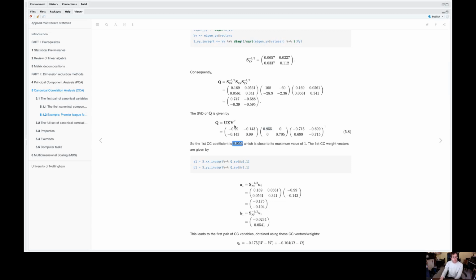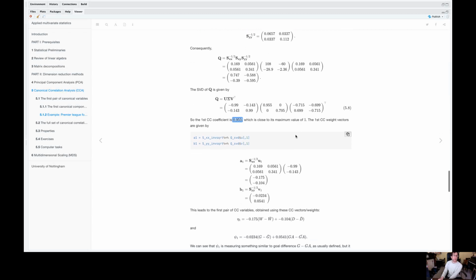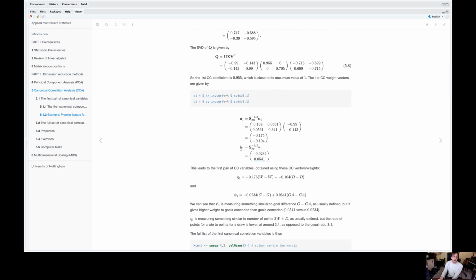And the weight vectors, as I said, are the left and right singular vectors times the inverse square root of the covariance matrix. So A1, the first CC vector for the x's, is given by this expression. It works out to be minus 0.17 and minus 0.10. Similarly, for the first CC vector for the y's, we get this vector here. So once we've got the CC vectors, we can work out the canonical correlation variables.